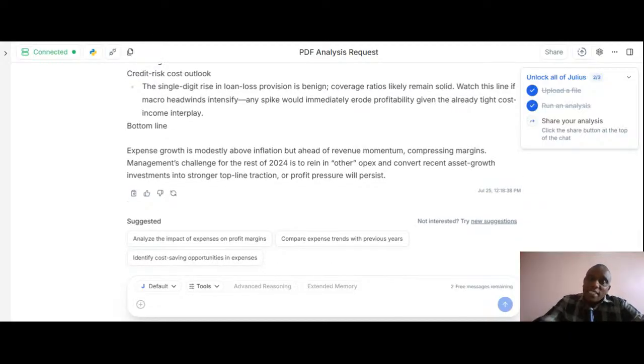So you can see the power of Julius AI, especially when it comes to analyzing data. It's a very, very important tool that you can use to analyze your data. And in most cases, if you want it to take little time, try to upload your data in Excel so that it becomes easier for the tool to look at the data in a simpler manner.